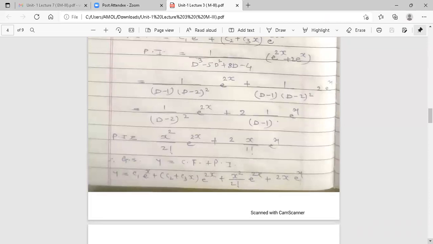Okay, so this is the PI, and the general solution is y equal to CF plus PI. You just add the complementary function and the particular integral, then you have the general solution here.